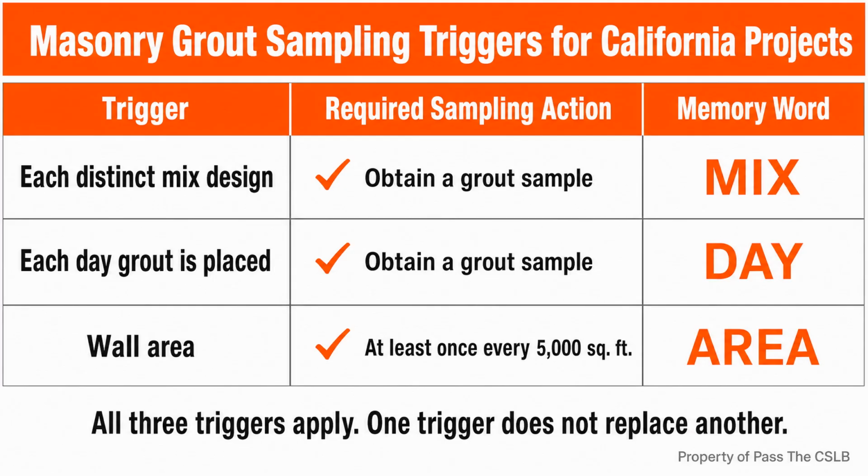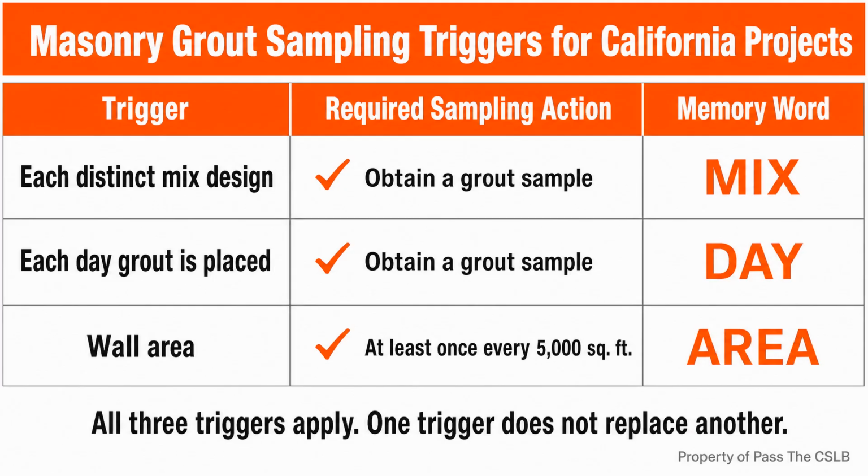A sample taken on the first day does not erase the daily trigger for later days. Now imagine a very large wall placement completed in one day. The fact that it happened on one day does not erase the wall area frequency. Each trigger must be respected. A useful memory connection is mix, day, area. Mix tells you what material is being used. Day tells you when placement occurs. Area tells you how much wall work the sampling represents.